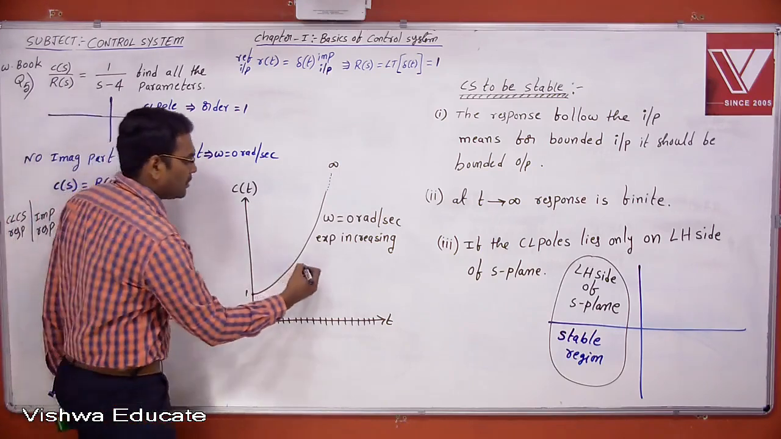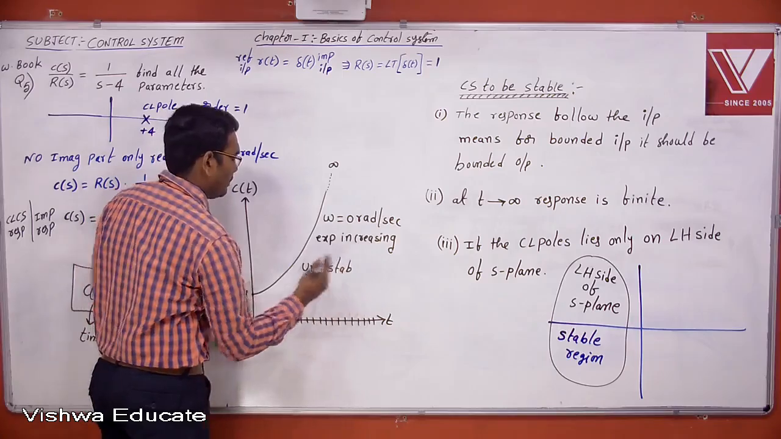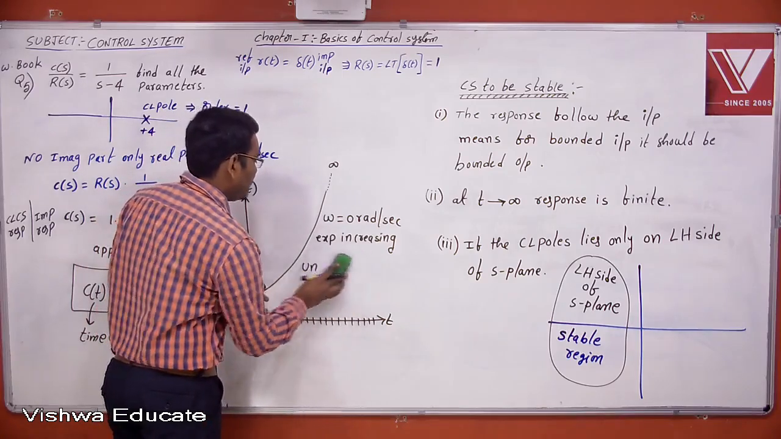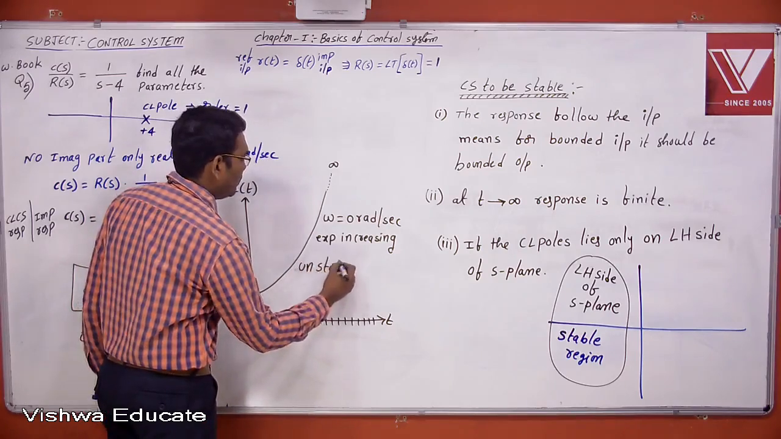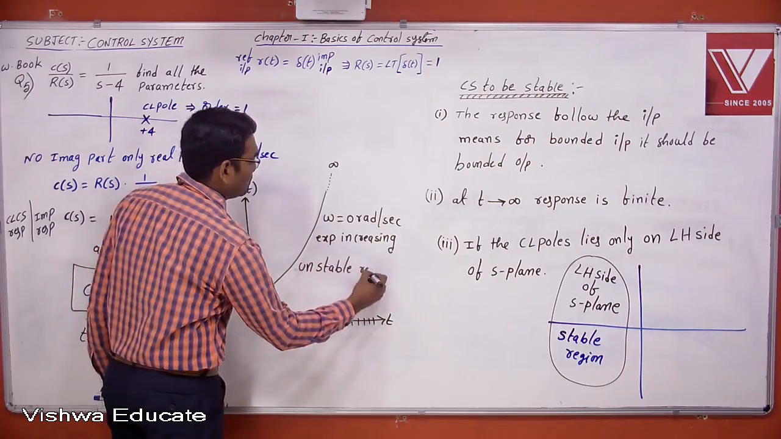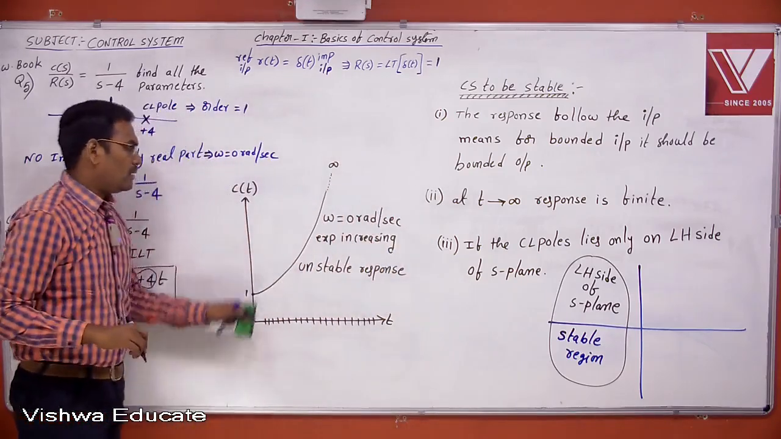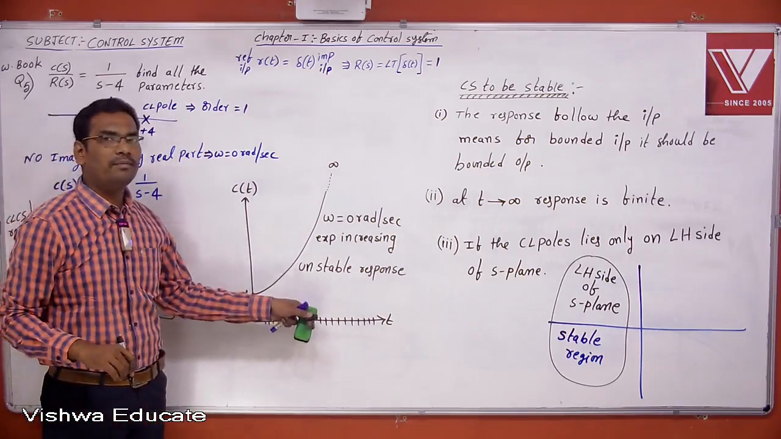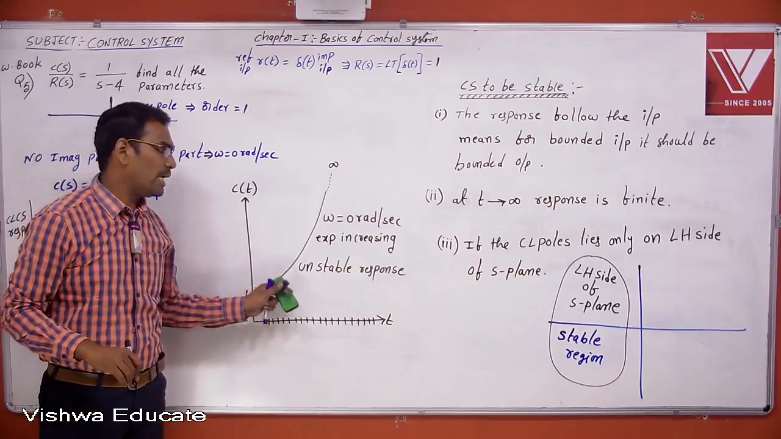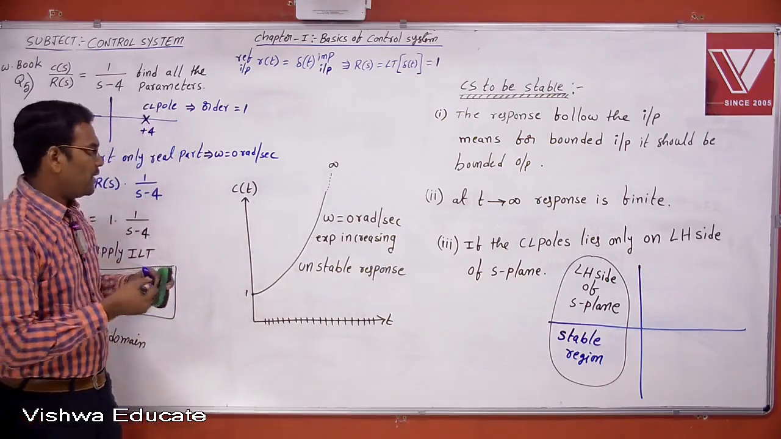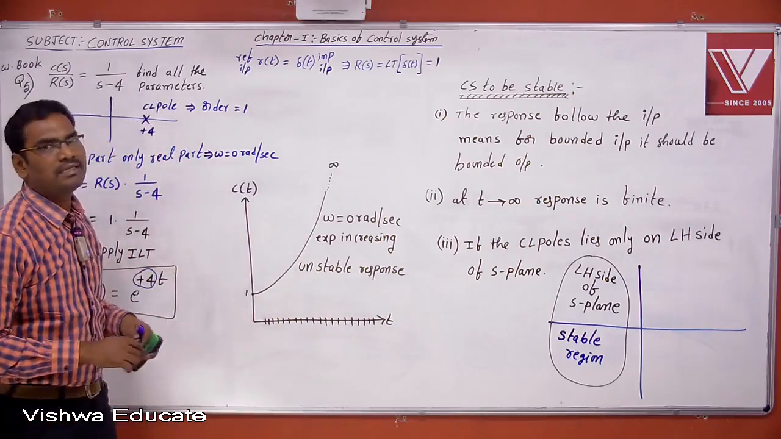If the response does not follow the input, then that system is said to be an unstable system, and that response is an unstable response. This is an unstable system.